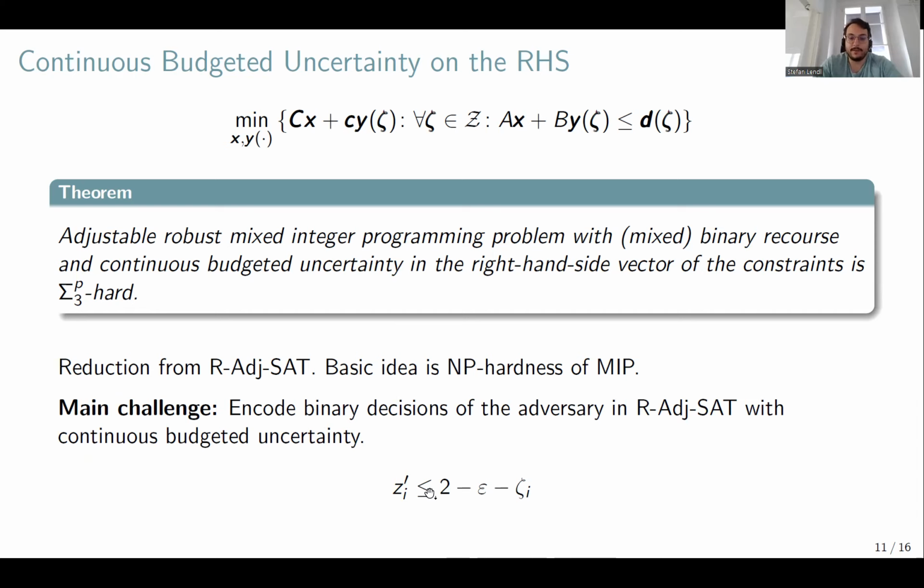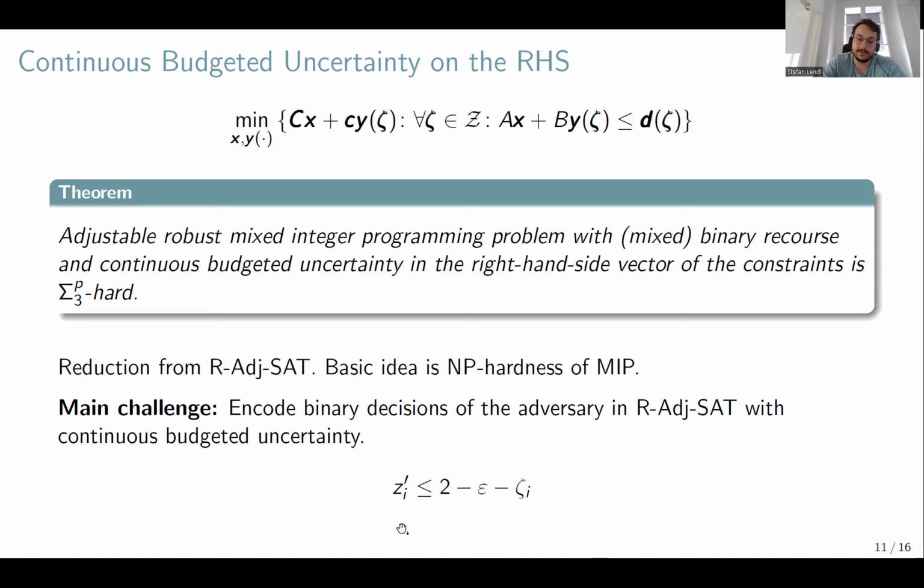The main idea here is the following constraint, where the uncertainty in the right-hand side comes in. We bound the respective variables in the MIP by 2 minus epsilon minus theta_i. This is a binary variable, so a bound by 2 would do nothing. And we go 2 minus epsilon minus theta_i, where epsilon is small enough. What this says is that it doesn't help if you only use a tiny bit of budget here, because this would still do nothing. You would still be larger than 1 on the right-hand side.